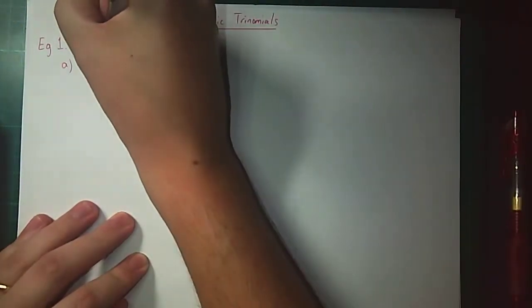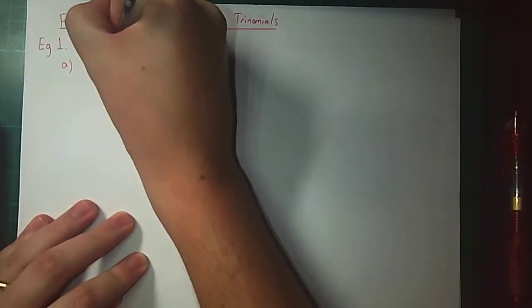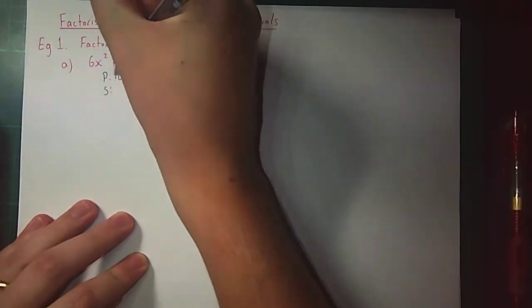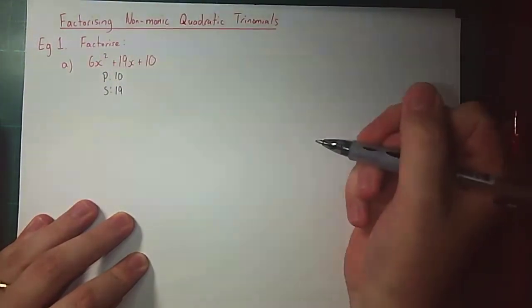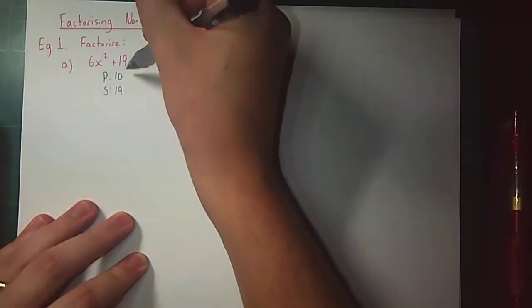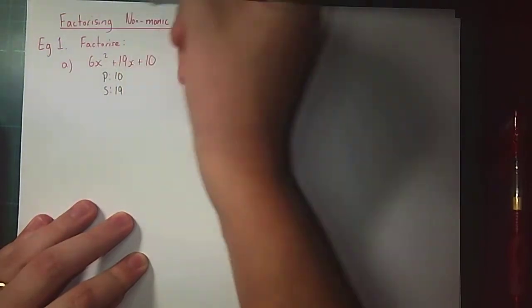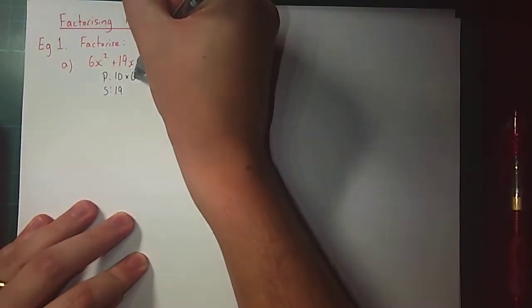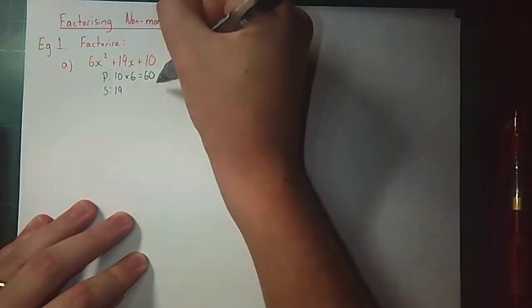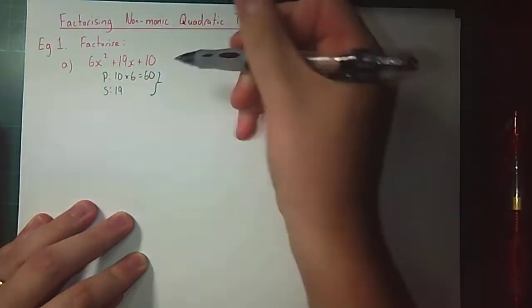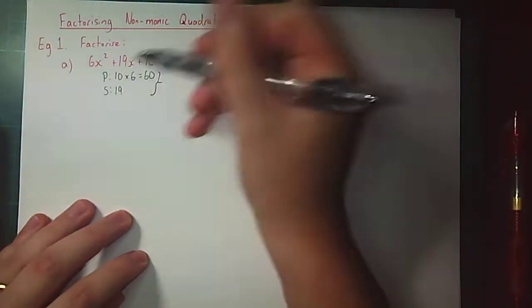We're going to find the product and the sum. The product is going to be of that number, and the sum is going to be of 19. However, there is one change. We need to multiply the product, that number here, by the number in front of the x squared. So that's going to be 60. So we need to find a number that's going to multiply to get 60 and add to get 19.